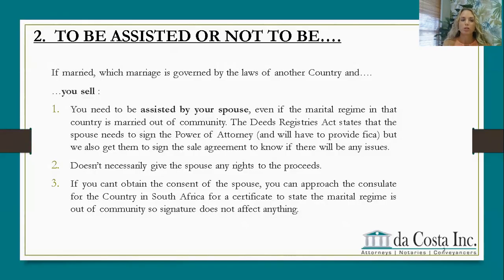To be assisted or not to be, so this is where the marital regime comes in. So if they are married, and we actually cited which marriage is governed by the laws of another country, and they want to sell, then you have to know that there needs to be assistance. So in terms of the Deeds Registries Act, it actually states that the spouse needs to sign the power of attorney, but we get them to sign the sale agreement as well, because you need to know if there's going to be any problems that spouse is going to give you.